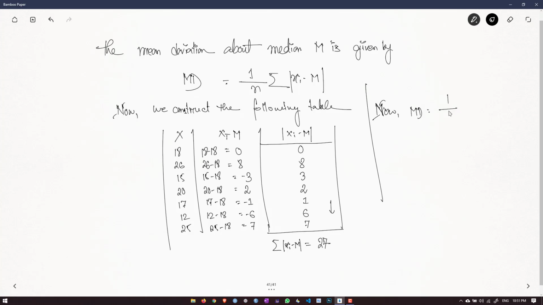Now MD is equal to 1 by n summation |xi minus M|. What is the number of observations? It is 7. So 1 by 7 into 27, right? So this is 3.9. So we got that mean deviation about median is 3.9 and mean deviation about mean is 4, right? So that is how we calculate mean deviation.